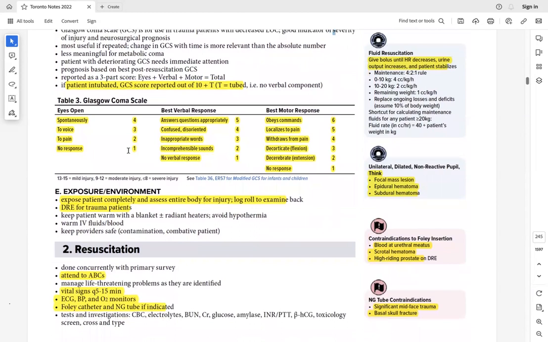And then according to the GCS, they will ask you what is the next step. If the GCS is low, suppose it is less than 8 or it is 8, what is the next step? We have to intubate the patient.